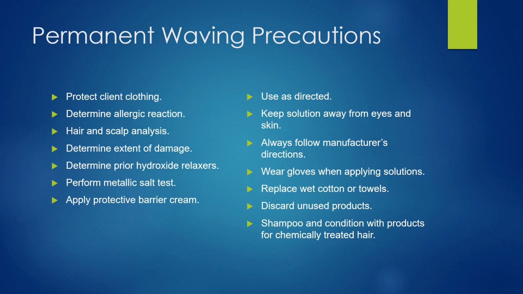Do not perm relaxed hair. Do not attempt to perm hair that has been previously treated with hydroxide relaxers. Check for metallic salts. If there is a possibility that metallic hair color has been previously used on the hair, perform a test for metallic salts. Use protective cream. Always apply protective barrier cream around the client's hairline and ears prior to applying permanent waving solution.